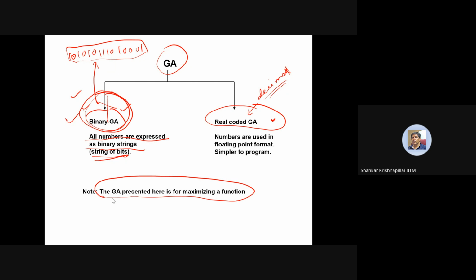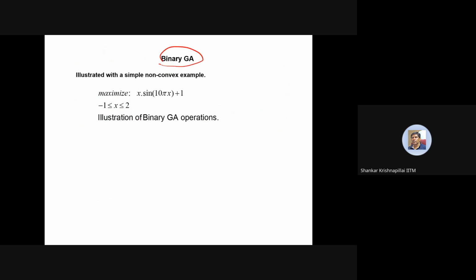First we look at the binary genetic algorithm with a simple example: the binary genetic algorithm illustrated with a simple non-convex example. You have to find the maxima of a single-variable objective function, which is based on x only, and the range of x is -1 to 2. It is called non-convex because in the range of -1 to 2, it has many peaks like this. Actually, it's a sine function, so it will fluctuate like this. There are many peaks, and the genetic algorithm has to find the global peak.